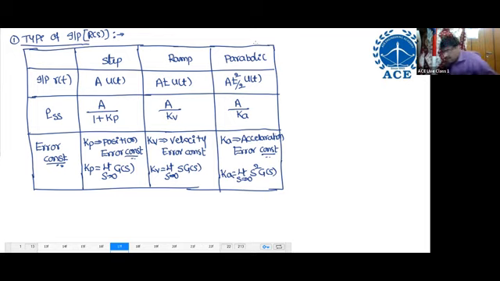Type of non-unity feedback system will come at the end of the steady state errors. I'll discuss how to find the type for non-unity feedback and how to calculate steady state errors also. Next, type of the system.